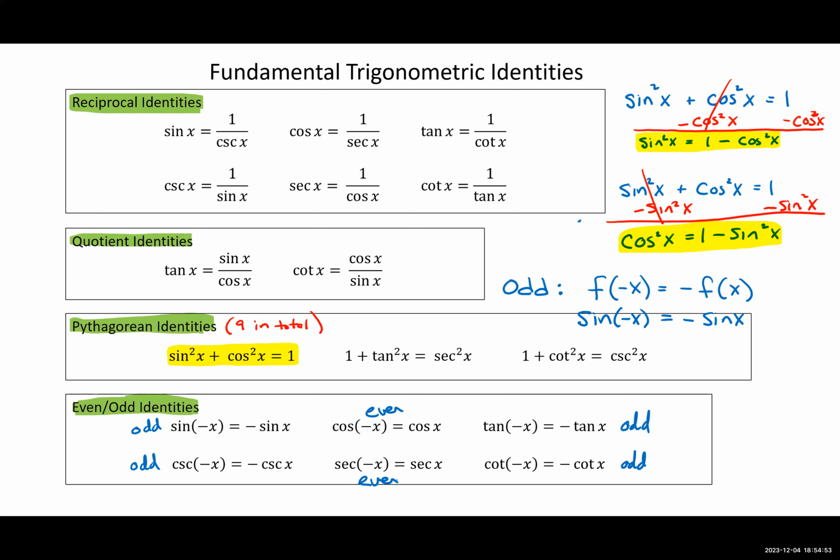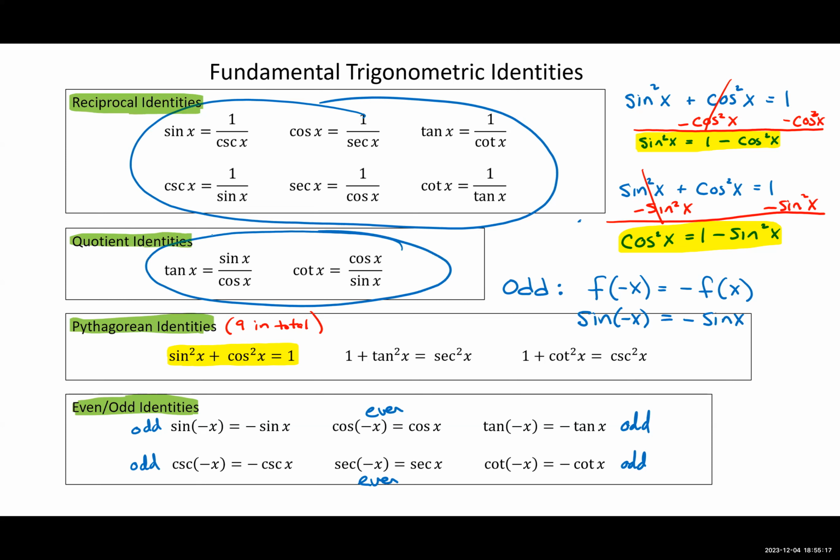We're going to add some more to this list. But anytime you have some equations or formulas or relationships or identities, whatever word you want to use, and they have a title or a name, like these are called the reciprocal identities, these are called the quotient identities, these are the Pythagorean identities, it's because they're important. There's a million other trig relationships that we could come up with. Not all of them are important. Not all of them have any significance.